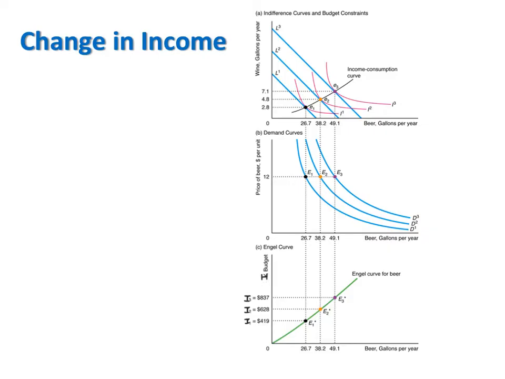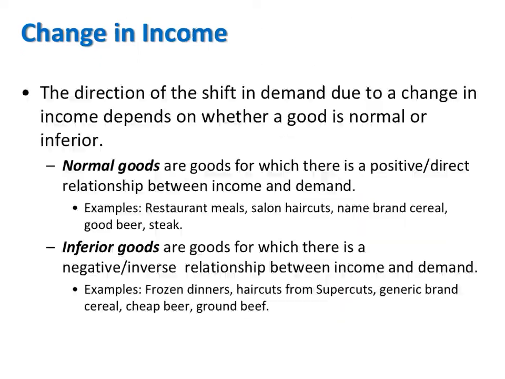Here we see, again, as income went up, causing the budget line to shift out or causing demand to shift right, consumption of beer increased. More income, more beer led to an upward sloping Engel curve. Whereas an income consumption curve shows what happens to consumption of both goods as income changes, an Engel curve shows only what happens to consumption of one good.